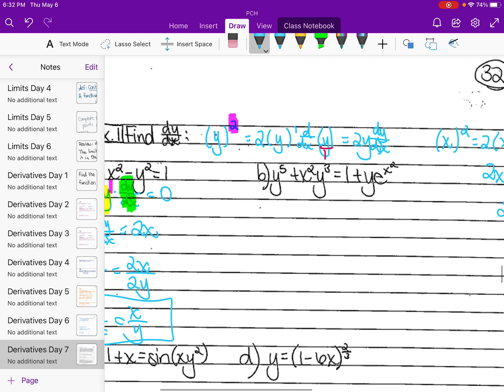Okay, don't write this down. I'm going to just take the derivative of this and I'm going to forget the chain rule. I want to show you what happens if you're on a quiz or a test and you just completely forget the chain rule. So I'm going to use the power rule plus I'm going to use the product rule.